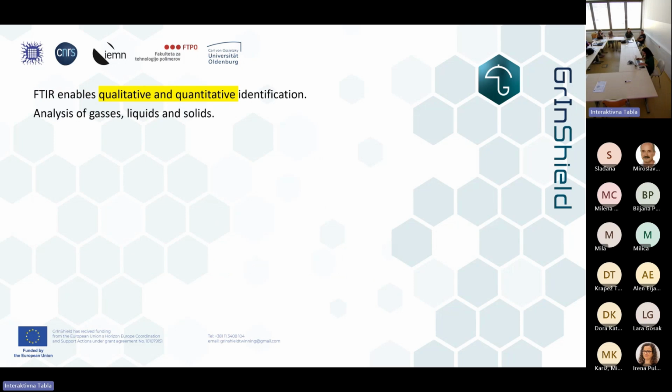FTIR enables qualitative and quantitative identification, and we can analyze gases, liquids, and solids. However, as I said just before, it takes a very experienced operator to do some quantitative work. For example, some years ago, we tried to determine the hydrogen bond formation in some polymers, and we just didn't succeed. But then we asked a colleague in another lab who is really a specialist.